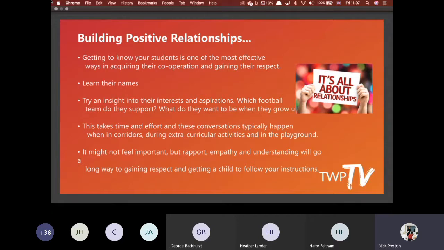It's also making sure you get to know the groups and your partners. Make sure you know what children work well together and what children don't. Make sure you're asking the schools for that information. What are their interests? What are their aspirations? What football teams do they support? What do they want to do when they grow up? It's going to take you time, but it's really important that those relationships are at the front of your mind.